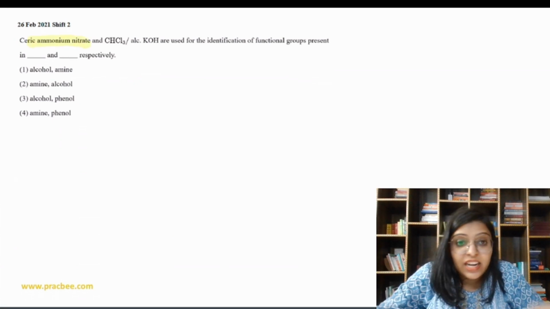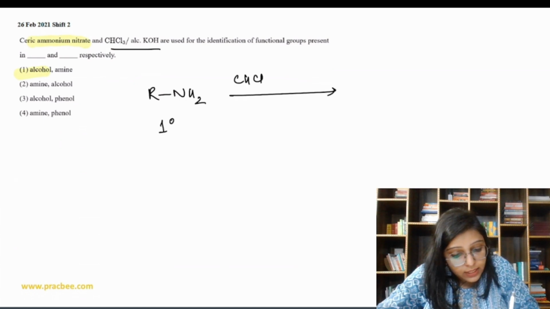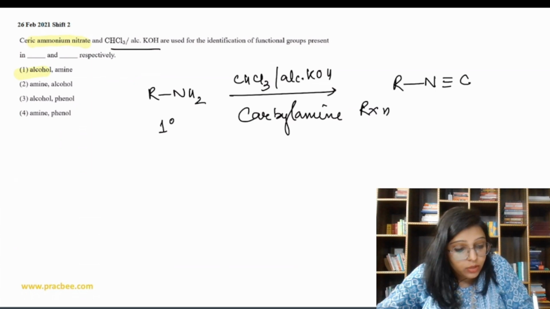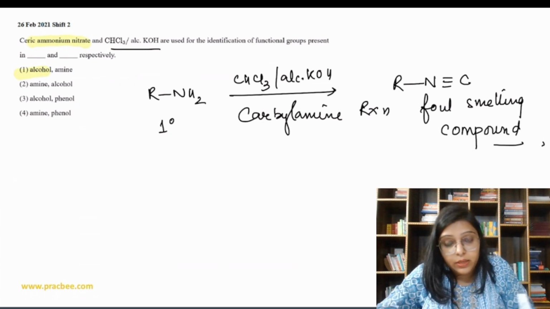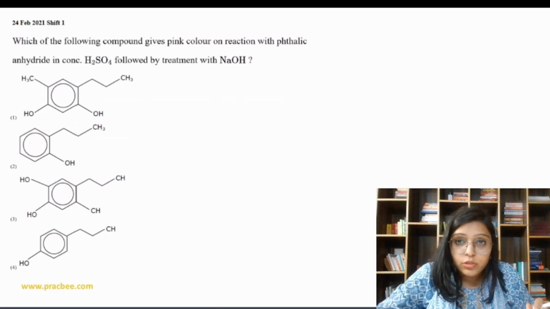Ceric ammonium nitrate test, that is used for alcohol detection, right? CHCl3 alcoholic KOH. If we have amine, 1 degree amine, then in the presence of CHCl3 alcoholic KOH, this is called carbylamine reaction. Carbylamine reaction. So we get foul smelling compound. Foul smelling compound. Okay? So this is used to detect 1 degree amine. So we have amine. So option 1 is going to be the correct answer. Clear? Now moving on to the next question.